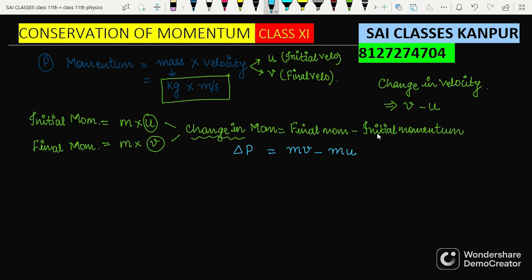So what the conservation principle says is: for two or more bodies in an isolated system which are acting upon each other, the total momentum remains constant. This you need to know, the total momentum remains constant.